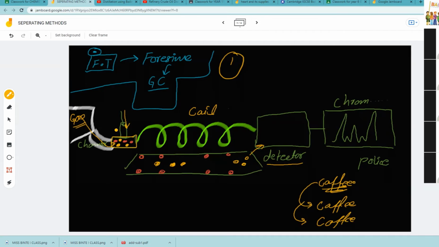Same thing. Yes. They'll take the liquid sample, put it in that thing, and it will turn into gas. With the help of another gas, it will go into a coil, and then into a detector. The one which goes faster, the reading of that will come first on the chromatograph. Good job. Beautifully explained.